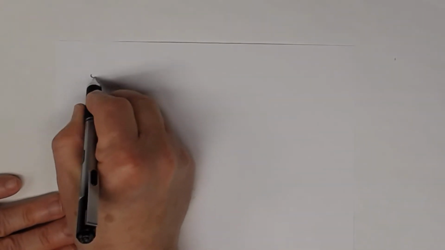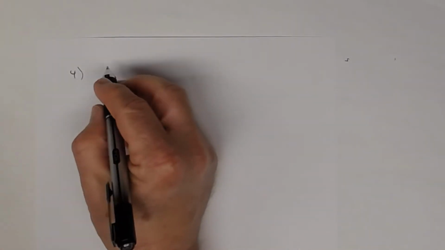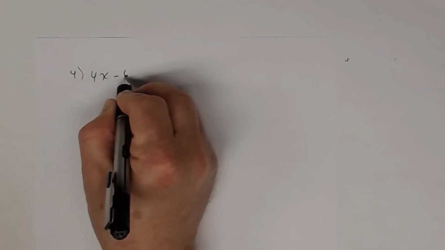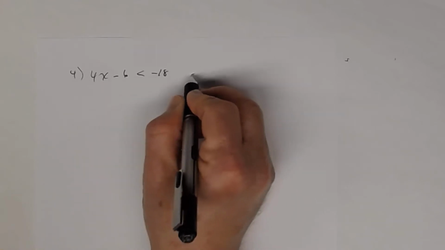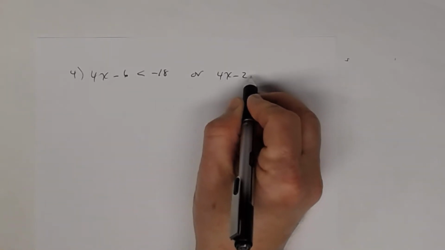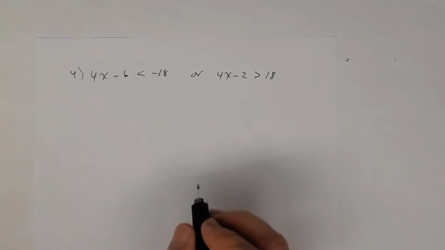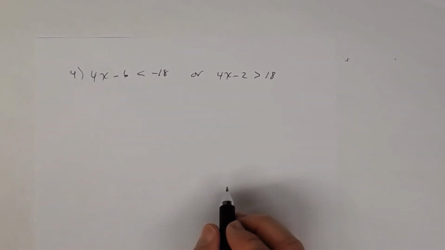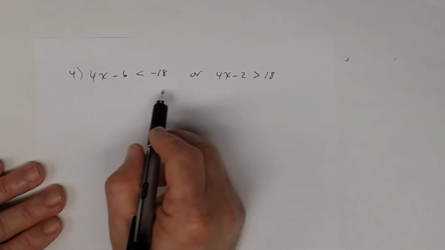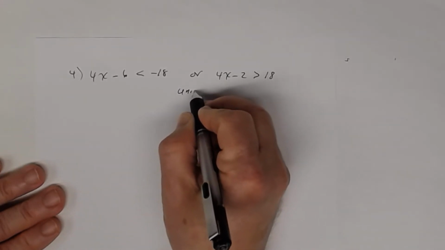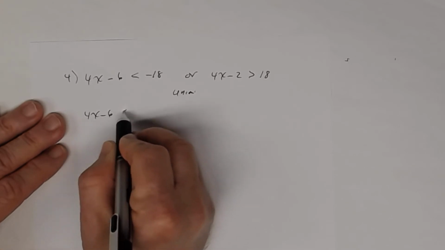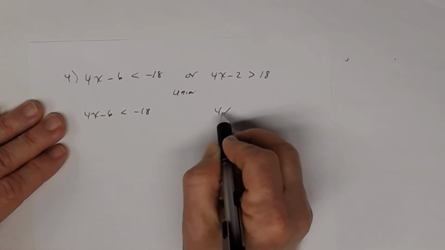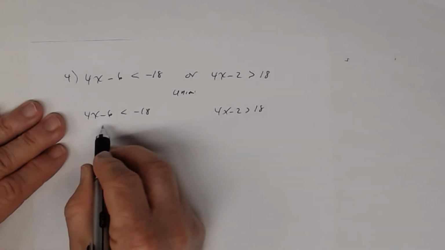So in number 4, we have another OR statement. So let's say we had this OR statement. 4x minus 6 is less than negative 18, or 4x minus 2 is greater than 18. So let's say we have that. All right. So remember, in OR statements, that's a union, correct? That's union. All right, so let's go ahead. I'm going to go ahead and rewrite this over. Same thing here. All right, let's solve each individually.